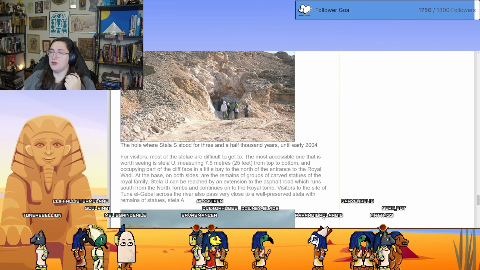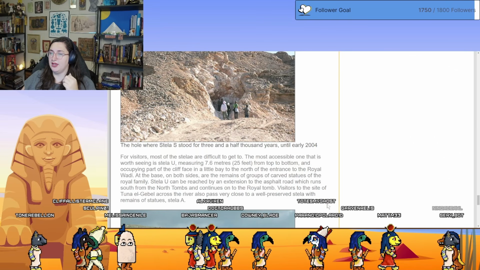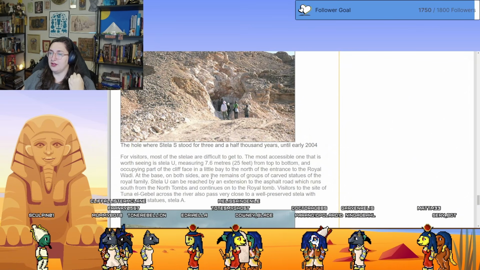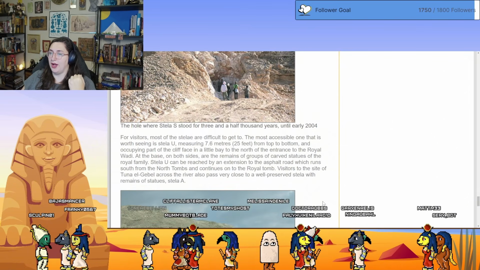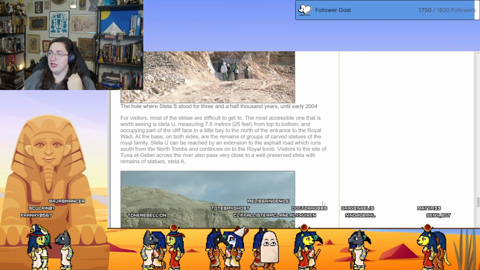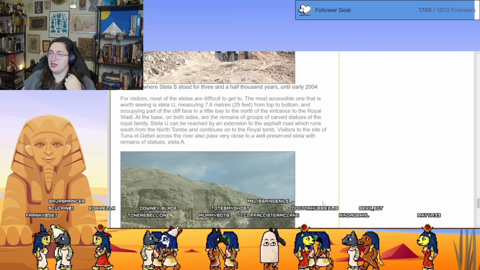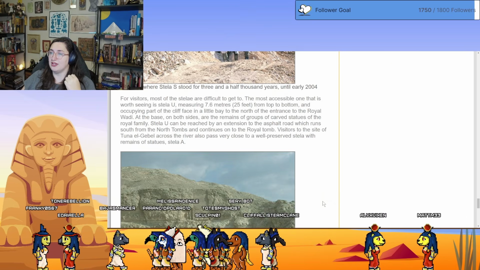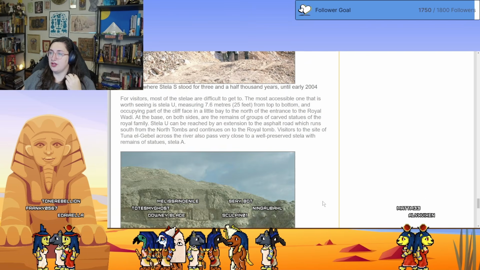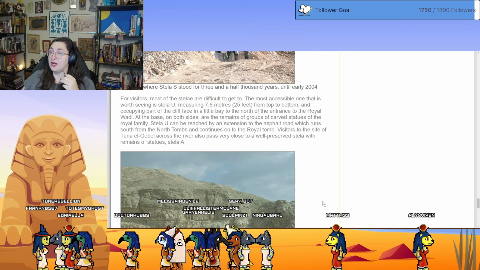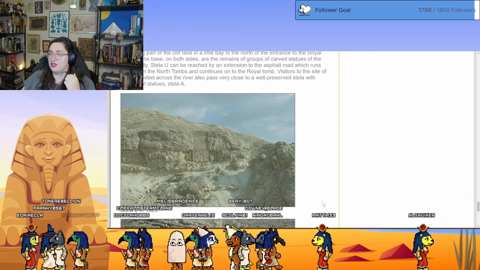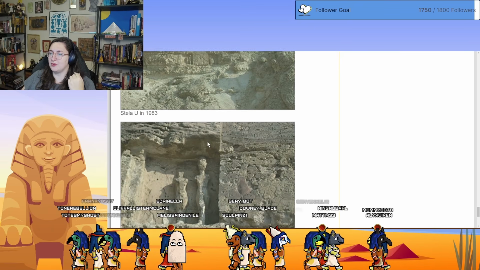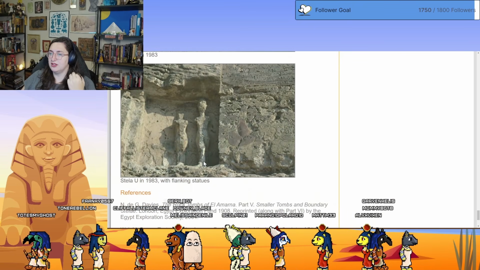For most visitors, most of the stela are difficult to go to. The most accessible one that is worth seeing is Stela U, occupying part of the cliff face and a little bay to the north of the entrance of the Royal Wadi. At the base on both sides are the remains of groups of carved statues of the royal family. Stela U can be reached by an extension to the asphalt road which runs south from the north tombs and continues to the royal tomb. Visitors of the site of Tuna El Gabel across the river also pass very close to a well-preserved stela in the remains of statues A. So there's Stela U, which is the one I remember learning about because it's really, really high up. Sometimes you can't see it.